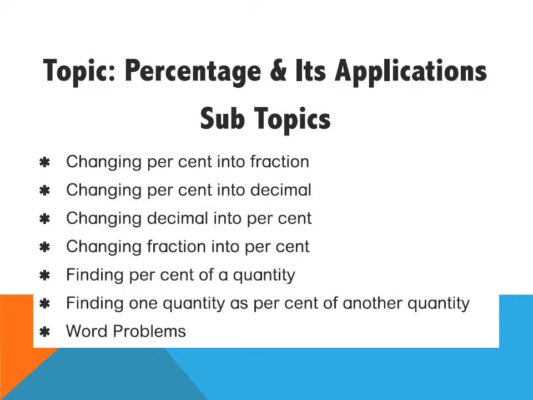So the subtopics of percentage and its applications are: number 1, changing percent into fraction; number 2, changing percent into decimal; number 3, changing decimal into percentage; number 4, changing fraction into percent; number 5, finding percent of a quantity. Then we are going to do finding one quantity as a percentage of another quantity, and then we are going to discuss some word problems. Now let's get started.